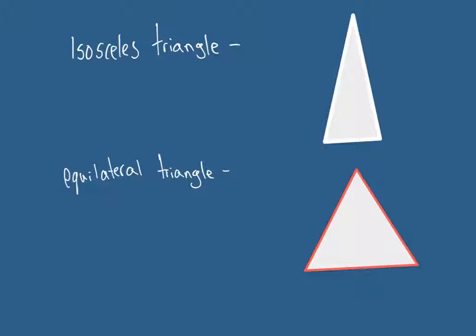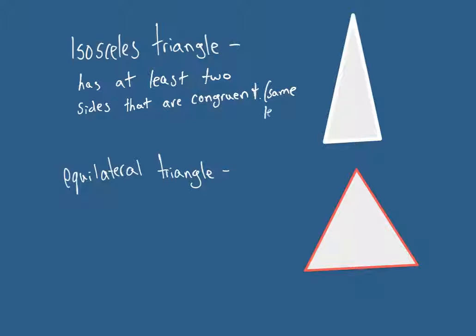A couple more classifications of triangles that we're going to go over today and learn. First is an isosceles triangle, and here's what we need to know about an isosceles triangle. An isosceles triangle has at least two sides that are congruent. And if you remember, congruent is just a fancy math word that means equal or the same. They will have the same length, in other words. So I'll write that in here.